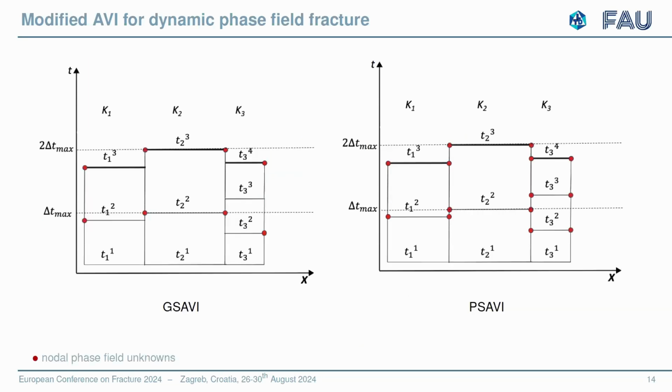Here you see the 1D mesh with 3 elements. We update the phase field when the largest elements get updated. So here we just have 1, 2, 3, and 4 updates. But here, if you see, you update the phase field after every displacement update. So here you have, let's say, 6 updates for the phase field.